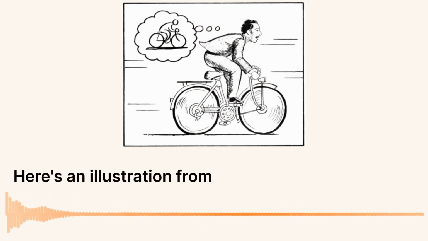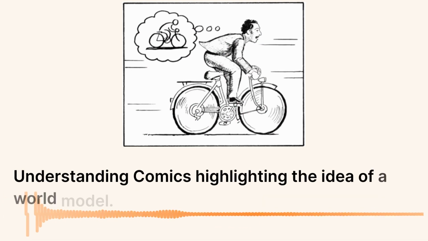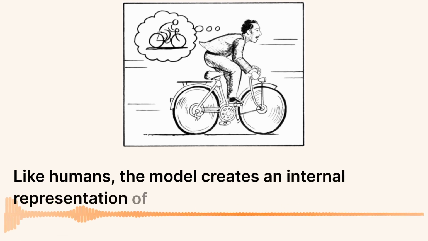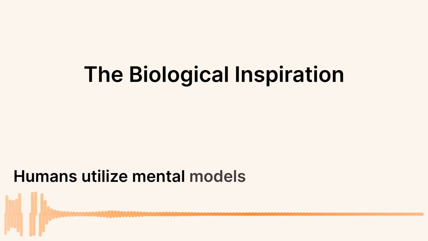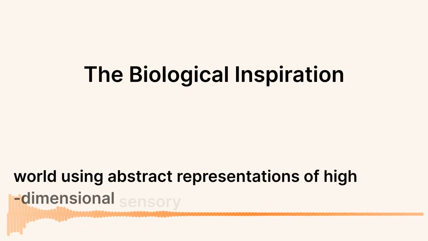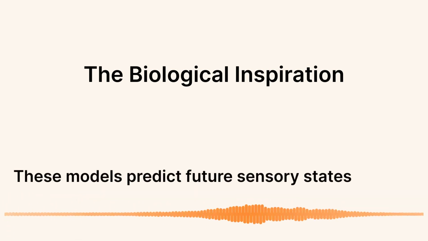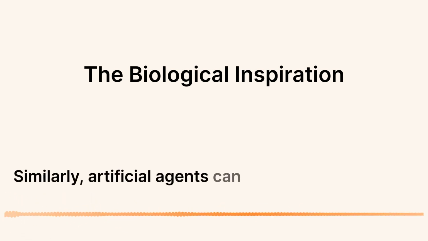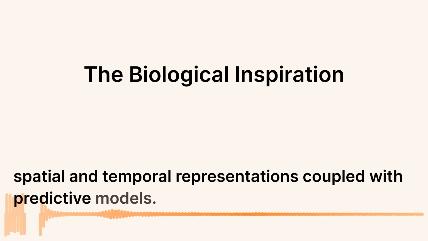Here's an illustration from Scott McCloud's Understanding Comics, highlighting the idea of a world model. Like humans, the model creates an internal representation of its environment to make decisions. Humans utilize mental models to navigate their world using abstract representations of high-dimensional sensory inputs. These models predict future sensory states based on current actions. Similarly, artificial agents can benefit from good spatial and temporal representations coupled with predictive models.